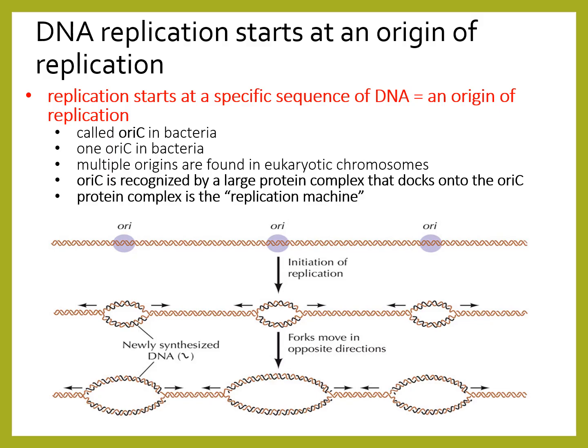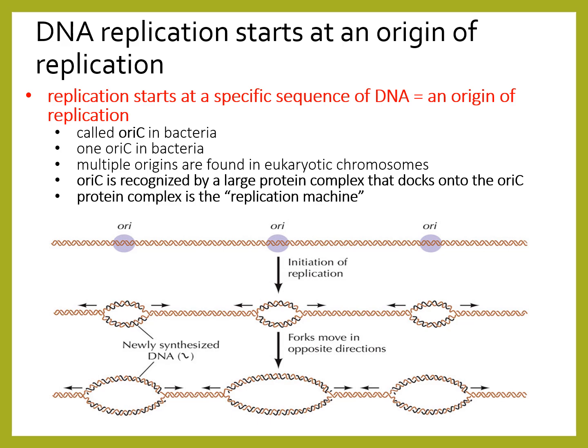But in eukaryotic cells, as we became more complex, we developed more chromosomes. We have 46 chromosomes in our cells that we have to replicate. So there are going to be multiple origins of replication found along those eukaryotic chromosomes. What is the origin of replication for?